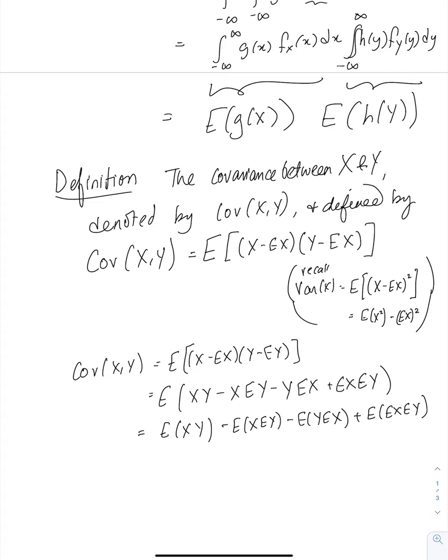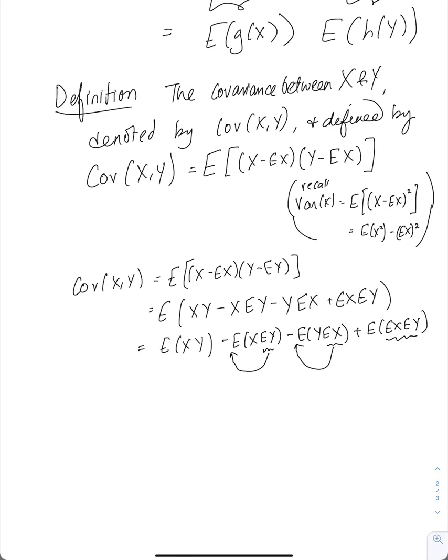Okay, so let's look at these individual things. What do you have here? E of y is a constant, so you can take it out. E of x is a constant, so you can take it out. E of x times E of y, that's just a constant. The expectation of a constant is just the constant. So we can rewrite this as E of xy. I've taken out the E of y, so then I have E of y times E of x. I've taken out the E of x, I have E of x times E of y. And this is expectation of a constant, that's just the constant, so it's E of x times E of y.